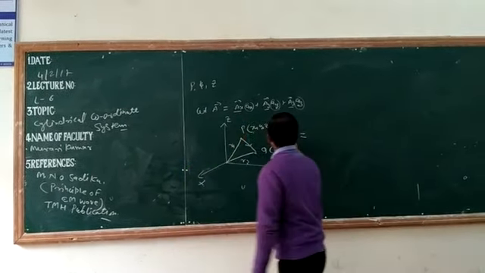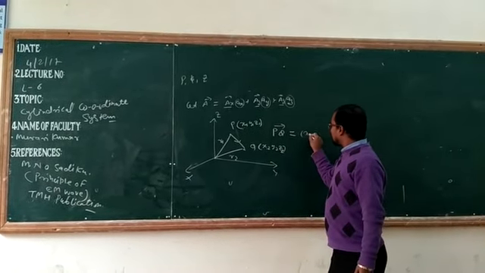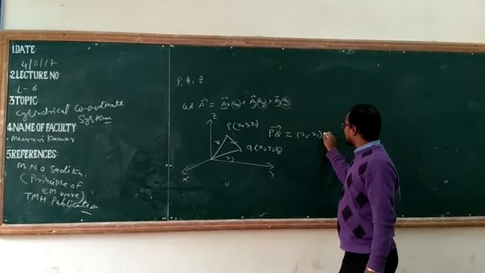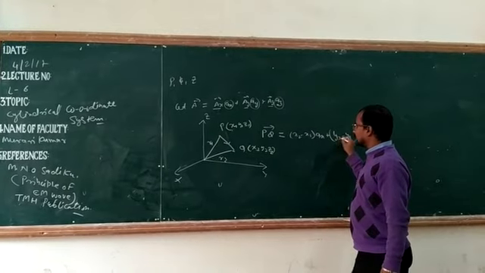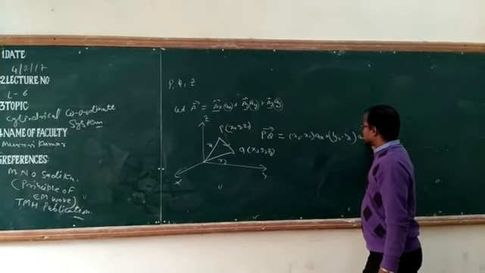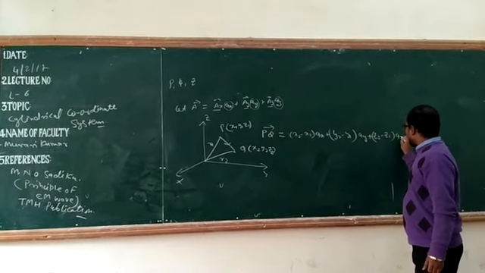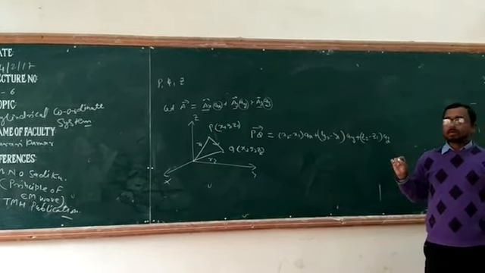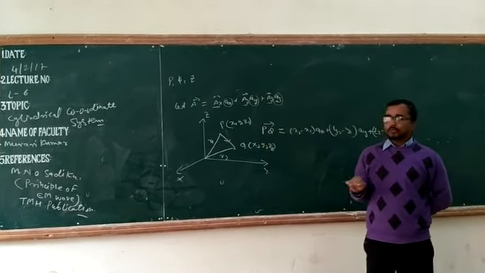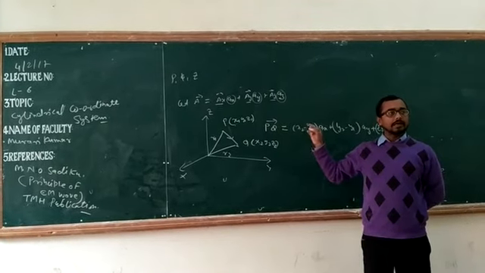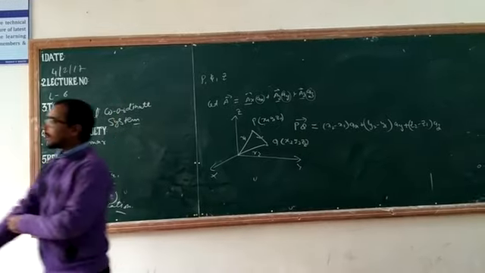When we are going to find the P to Q displacement, we have to differentiate: x2 minus x1 ax plus y2 minus y1 ay plus z2 minus z1 az. This is the displacement in the Cartesian coordinate system. Similarly, we are going to find the displacement in the cylindrical coordinate system. Today we are going to start the cylindrical coordinate system.